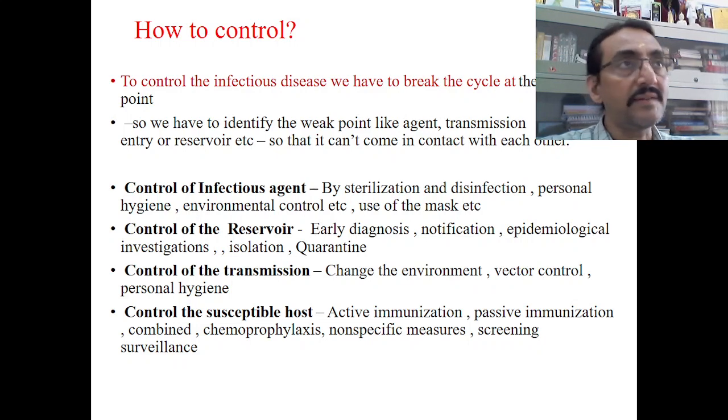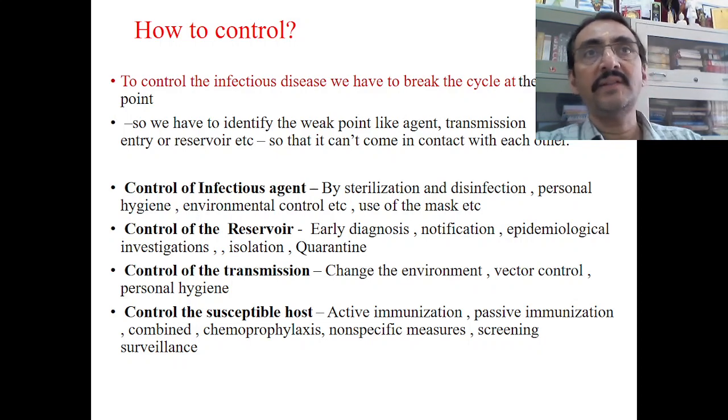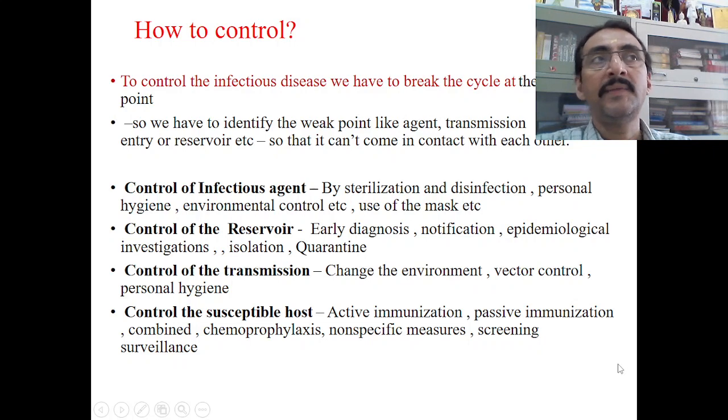Another is control of the reservoir. You can also control the reservoir. That means you take charge over the reservoir by early diagnosis and early notification. You come to know that yes, this particular disease is spreading through the animals, or through the birds, or through the bats, or to the pigs. So you identify the reservoir. Once you identify the reservoir, then it is very easy to control the disease. So you can go for isolation and quarantine methods, so that this particular reservoir will not come in contact with other persons. This is the second way.